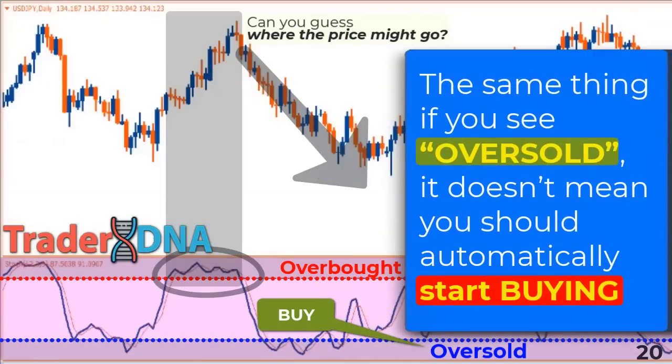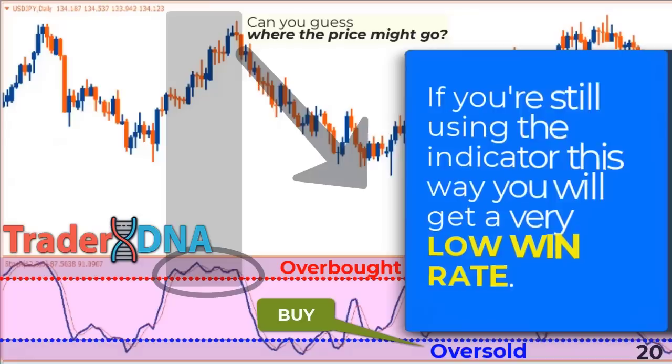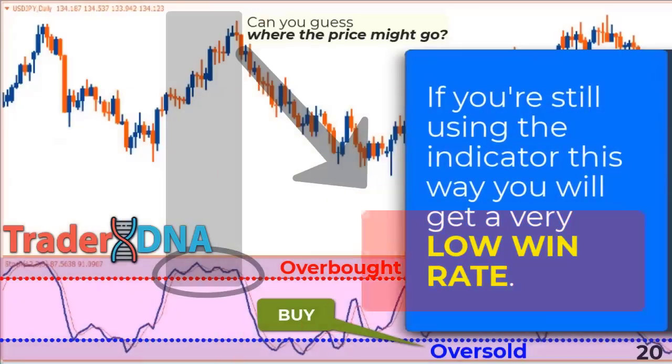One of the most common mistakes that traders make when using this indicator is that they're trading the stochastic by itself, so they take a buy position every time the indicator hits oversold, and they take a sell position every time the indicator hits overbought. If you're still using the indicator this way, you will get a very low win rate. Instead, you need to combine the stochastic with other indicators to further confirm your analysis.